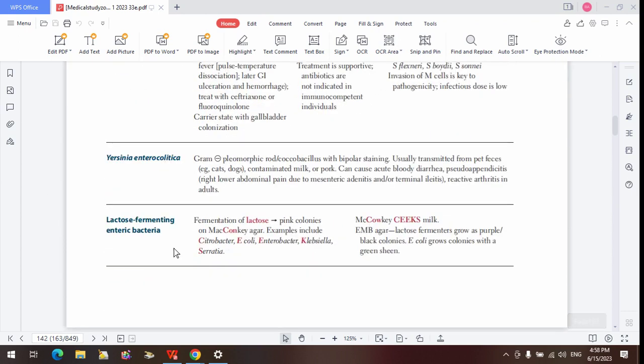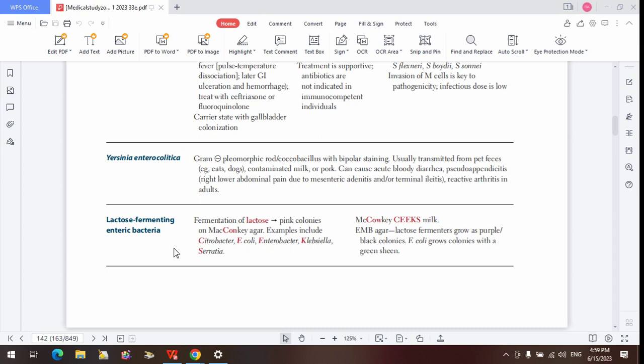Okay, so lactose fermenting bacteria, we've already talked about them. We mentioned the fast fermenters and the slow fermenters. The slow fermenters are what? Which ones are the slow fermenters? Citrobacter and Serratia. Then the fast ones: E. coli, Klebsiella, and Enterobacter.